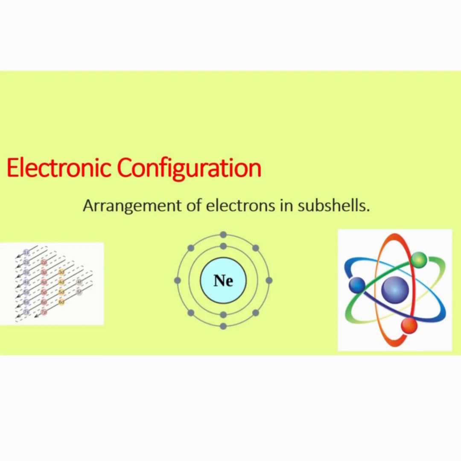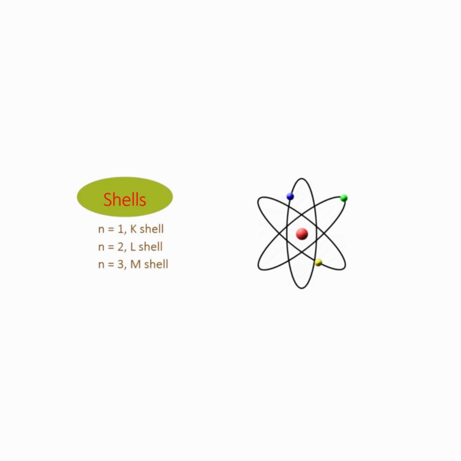Today we are going to study electronic configuration. Electronic configuration is the arrangement of electrons in subshells. To understand electronic configuration, you should know the concept of shells and subshells.